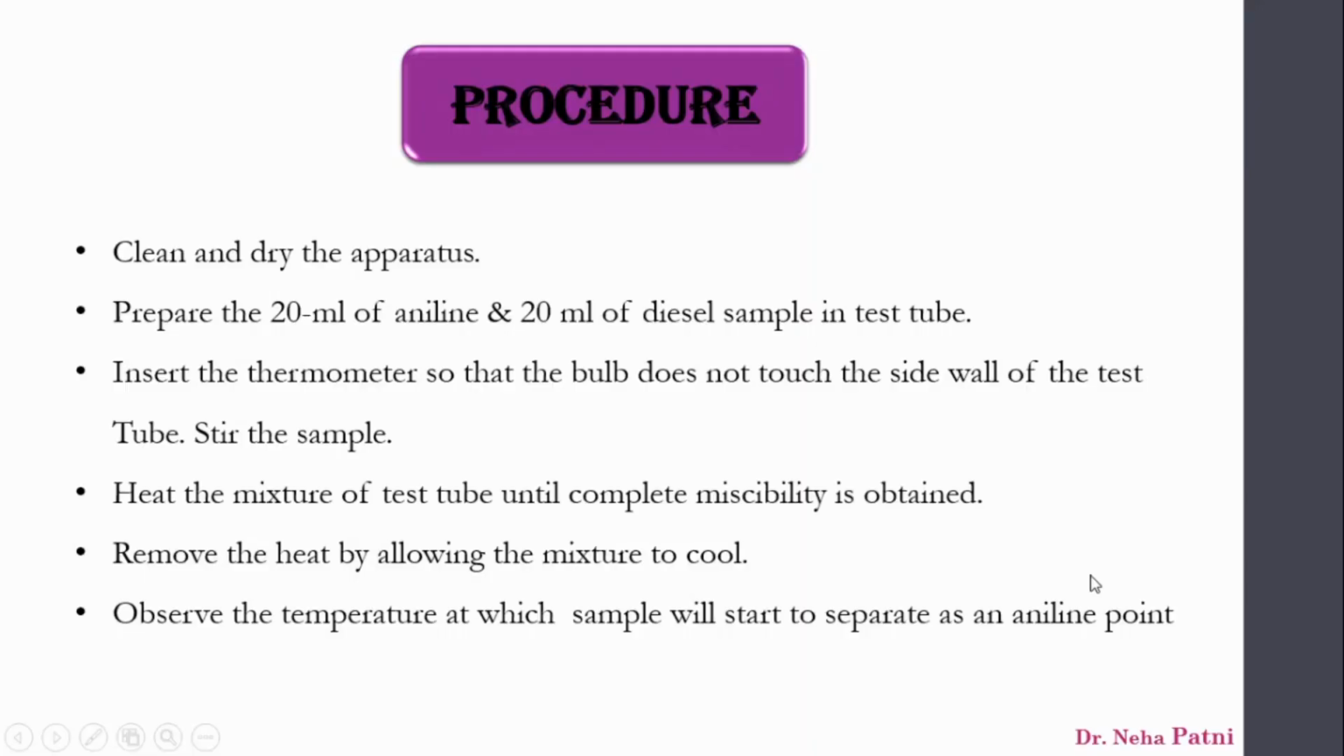You simply have to mix them together. So what you have done is you have taken that beaker and added 20 ml of your aniline and diesel. Then you kept it on the hot plate to heat it, and you used a stirrer to stir the solution. Once the solution becomes clear, once you don't get the two layers, you need to note the temperature. But if you put the thermometer in this time, the temperature may rise because it is still on the hot plate and you're still stirring.